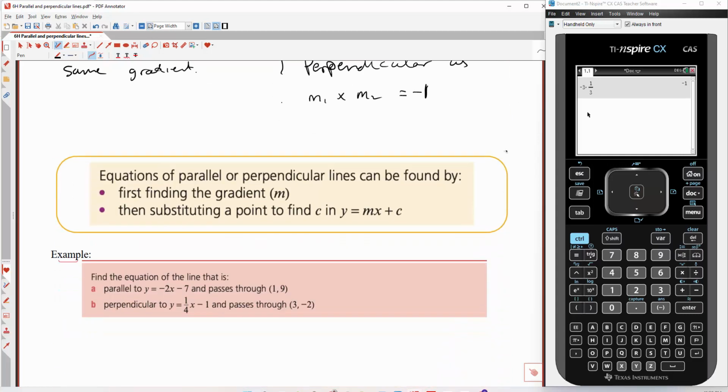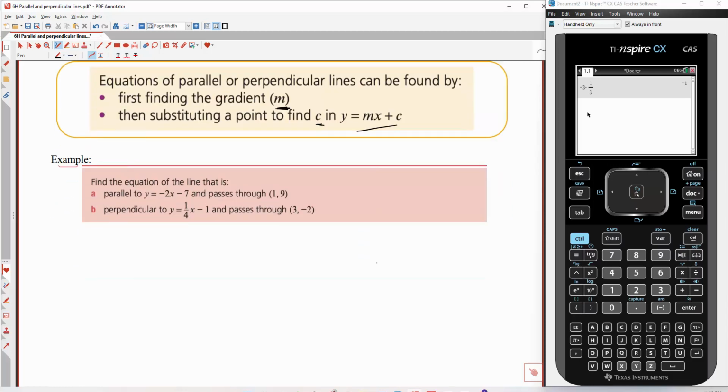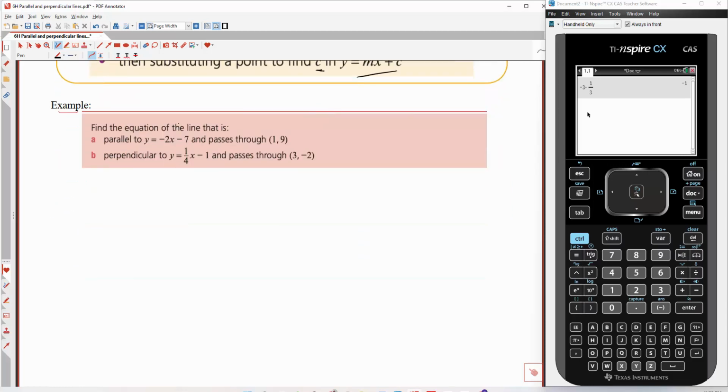Alright, so just note here that equations of parallel or perpendicular lines can be found by first finding the gradient, then substituting a point in to find c in y equals mx plus c. Now what on earth does that mean? Let's just try it out on this example. We want to find the equation of the line that is parallel to this one and goes through this point here. So the technique I'll use is as follows.